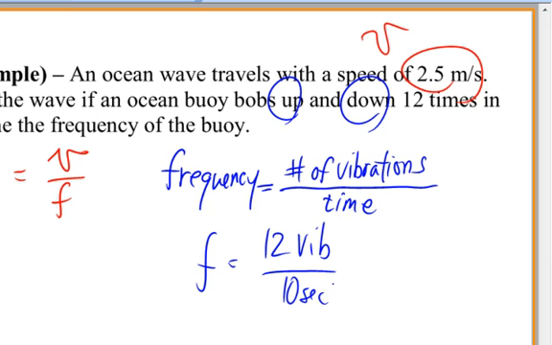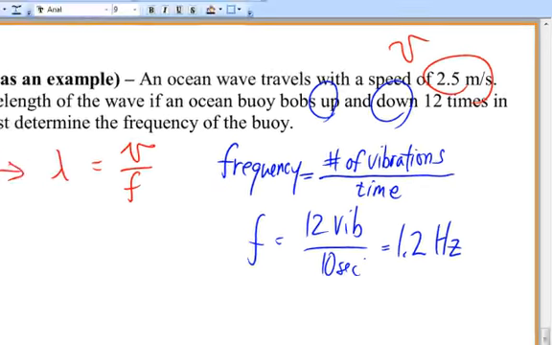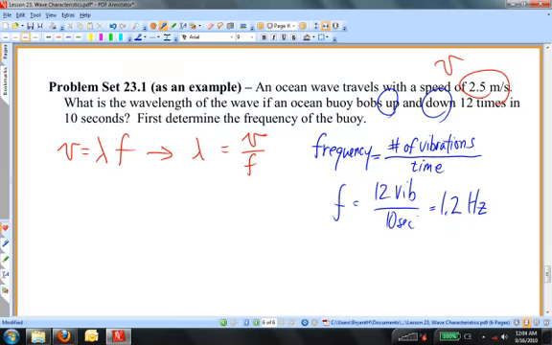The frequency is 12 vibrations in 10 seconds, and I can do that in my head. Vibrations per second is a unit that we call hertz. 12 vibrations per 10 seconds is going to be 1.2 hertz. So now I've got this problem linked. I know a number for v, it's 2.5. I know a number for f, it is 1.2. I put the numbers into the wave equation and I solve the problem. Alright, so now I put the numbers in my calculator and I get 2.083 repeating. 2.083 what? I've got meters per second upstairs, I've got hertz downstairs.